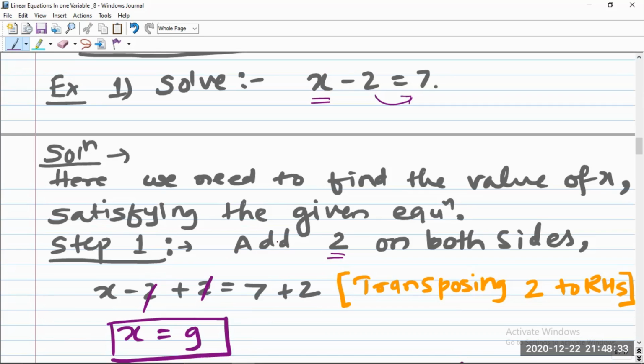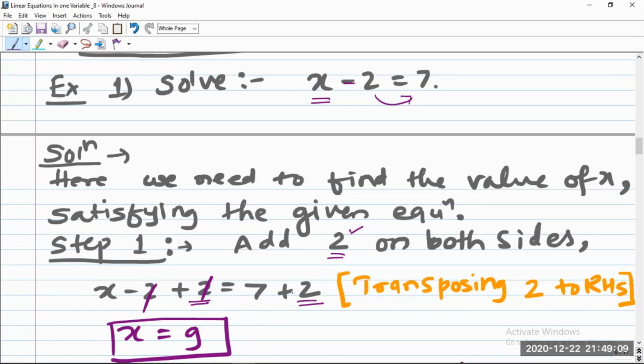That means we need to use the opposite algebraic operation. Since here 2 is subtracted from x, and it is a subtraction, we need to add this 2 on both sides. So adding 2 on both sides, the left side x minus 2 is kept as it is, we add 2 to it, and the same 2 is added on the right side. Here we need to balance the equation, so the balance will not be disturbed.